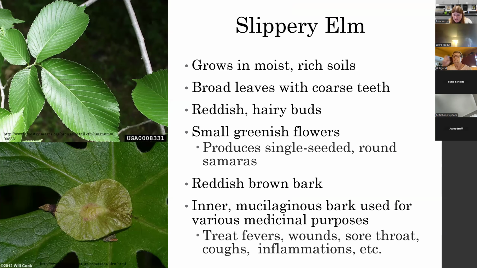Let's talk about a woody plant. Let's talk about slippery elm. Again, this is another plant that's found in a lot of our moist areas, our moist woodlands. You think of typical elm-shaped leaves, these broad leaves with coarse teeth. This one has little reddish hairy buds. And eventually the plant will have small, really insignificant, greenish flowers, pretty inconspicuous, honestly. But those will give way to a single-seeded, round-shaped seed pod, which you can see in that bottom picture.